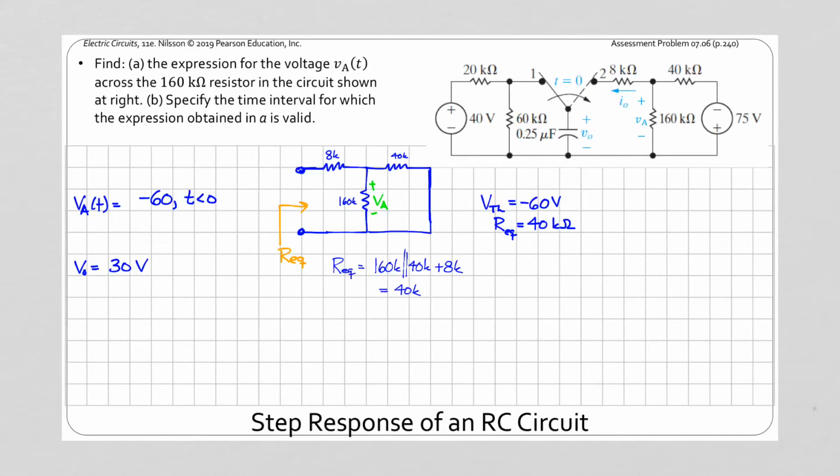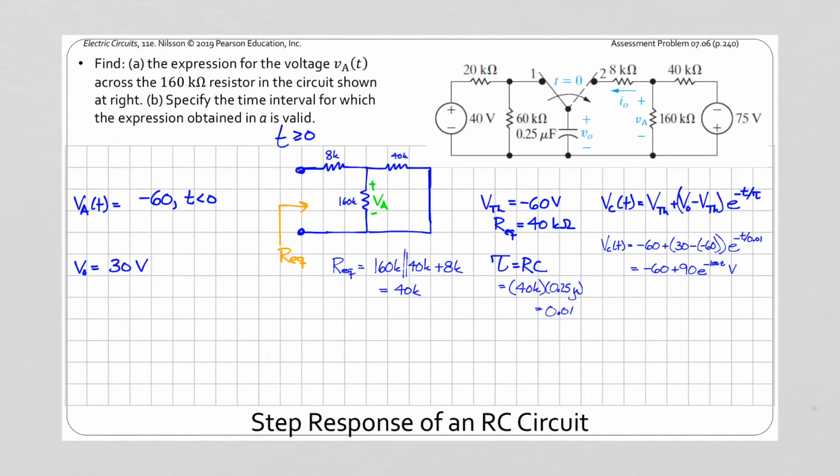Thus, we were able to find the open circuit voltage, or the Thevenin equivalent voltage, for our capacitor. We were able to find the equivalent resistance connected to that capacitor. We know the initial voltage across the capacitor from before the switch was flipped, and so we can find the voltage across the capacitor as a function of time for t greater than 0.